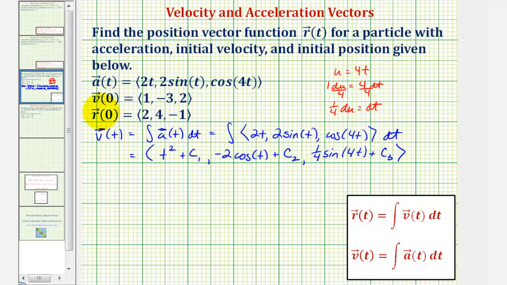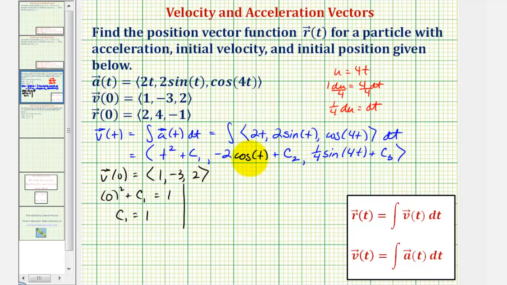And now because we're given the velocity vector v of 0, we can determine the constants of integration. So if v of 0 equals the vector 1, negative 3, 2, if we substitute t equals 0 into the x component, notice how we would have 0 squared plus c sub 1 must equal 1. Therefore, c sub 1 equals 1.